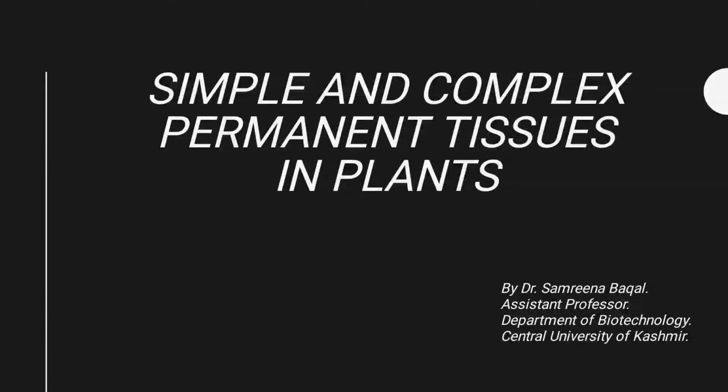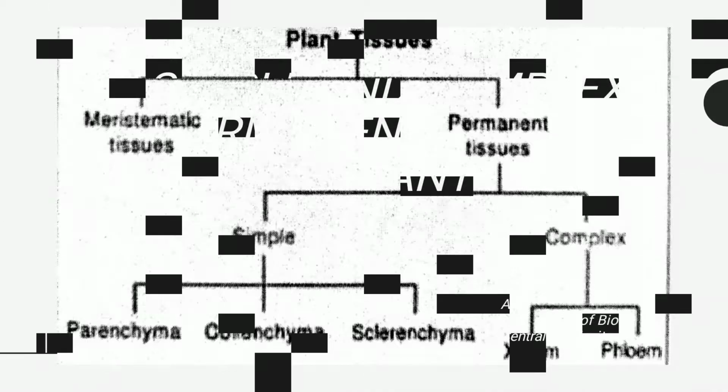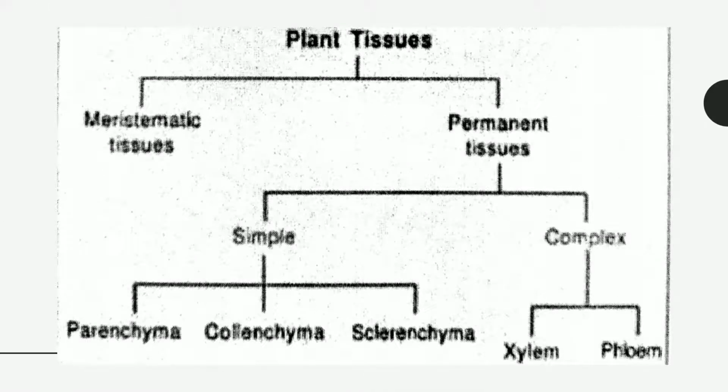Today we are going to discuss the tissues of the plants. As we know, the individual cell has the ability to divide into two cells. So by dividing a single cell into two cells, we are increasing the number.